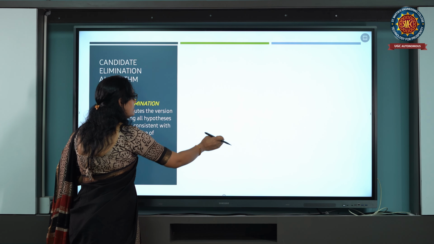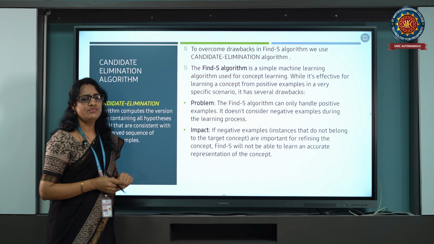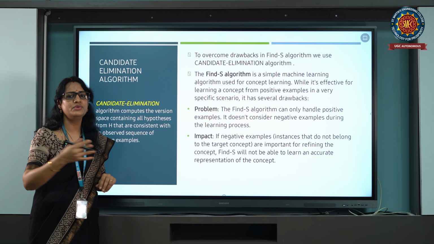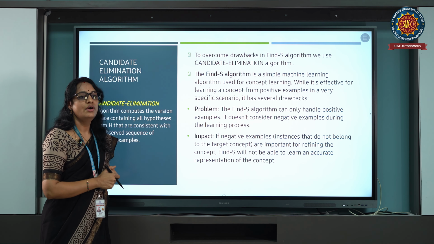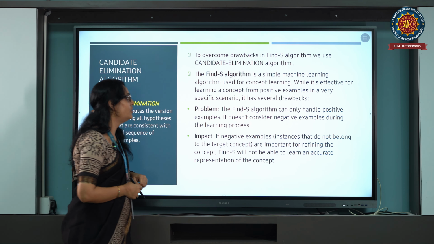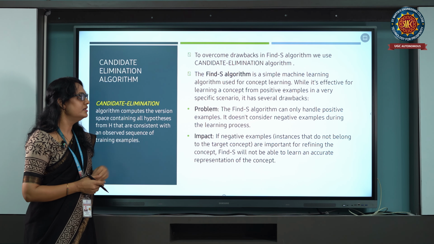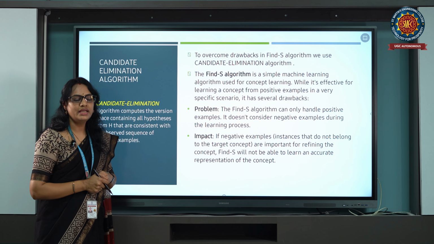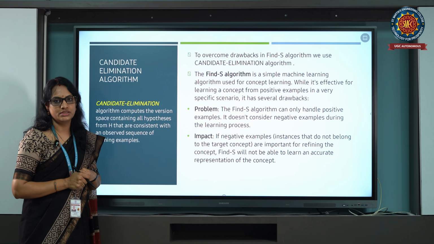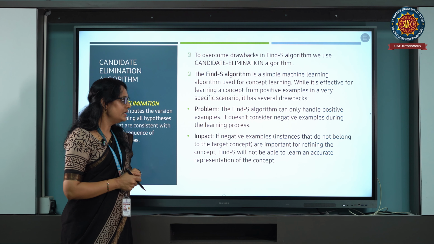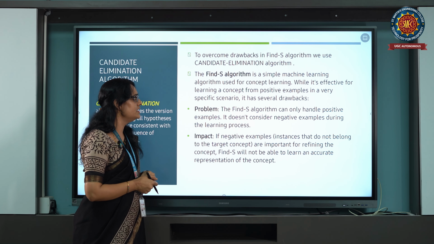Okay, next. So already we have the Find-S algorithm here. Then why are we using the candidate elimination algorithm? Okay, we will see. The reason is that it has a drawback here. What is the drawback? It has a problem: it can deal with only the positive examples.